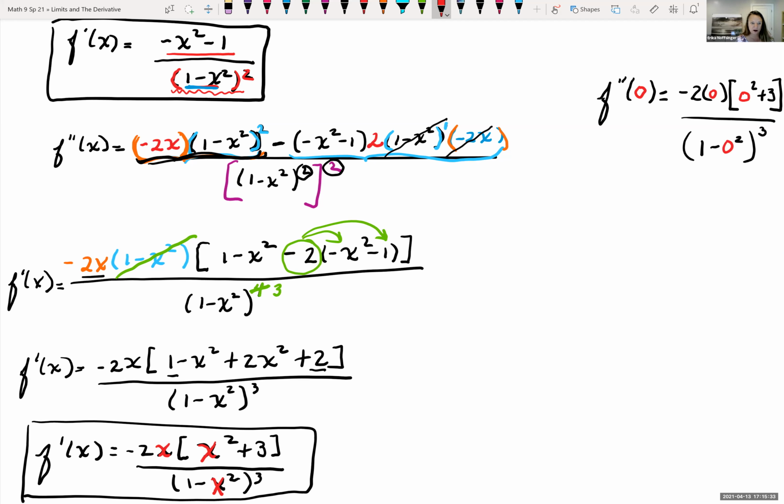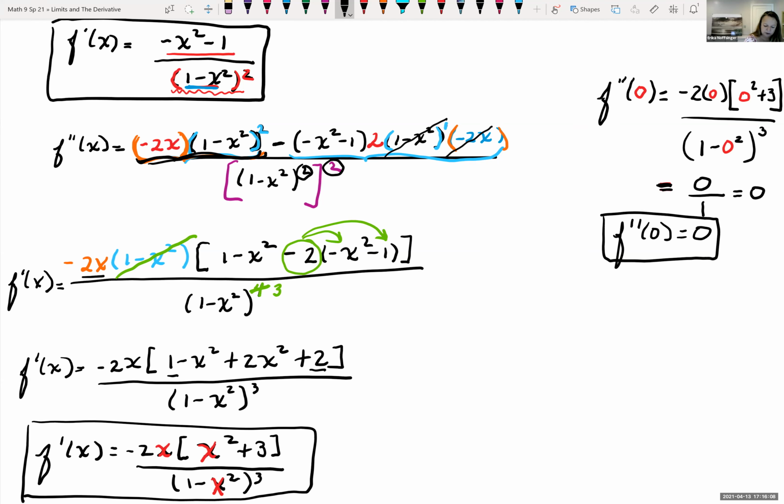Well, notice that the numerator, negative 2 times 0 is 0, and 0 times that bracket is going to give us back 0. So we have 0 in the numerator, which is okay, as long as we don't have 0 in the denominator. In the denominator, we have really just the 1 left in that parentheses, and 1 cubed is 1. So this is equal to 0. So the double derivative evaluated at 0 is 0.